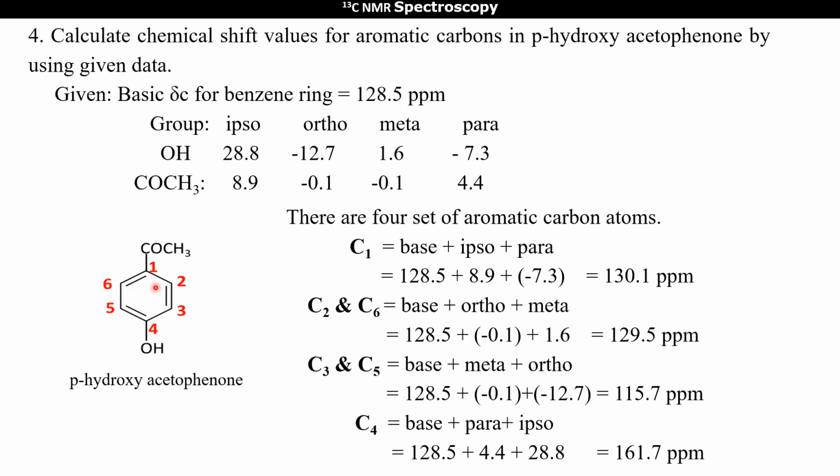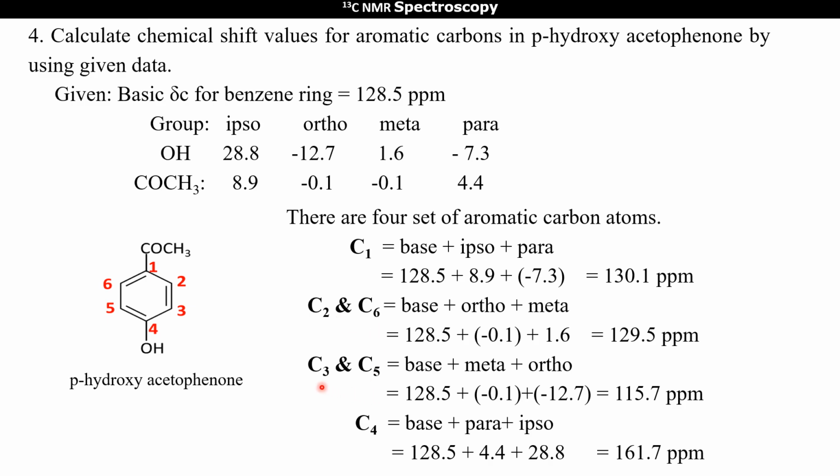For C2 and C6, the COCH3 group is at ortho position while the OH group is at meta position. Therefore, the equation is base plus ortho plus meta. For ortho, there is a COCH3 group. Therefore, the increment taken is minus 0.1. The OH group is at meta position, the increment taken is 1.6, base value is 128.5, therefore the total chemical shift value for C2 and C6 is 129.5 ppm. The chemical shift value of these two carbon atoms is the same.